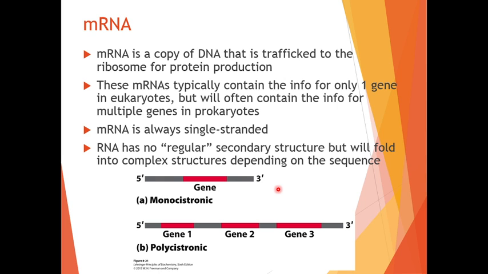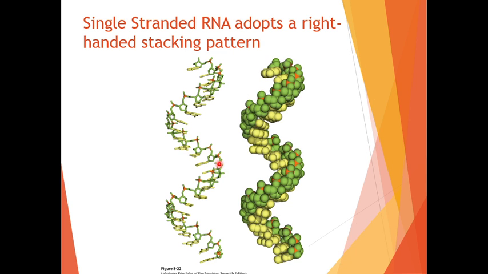Single-stranded RNA molecules tend to assume a right-handed helical conformation dominated by base stacking interactions. Now, these base stacking interactions are stronger between two purines, such as adenine and guanine, than between a purine and a pyrimidine, for example, guanine and cytosine, or adenine and thymine, or adenine and uracil in the case of RNA here.